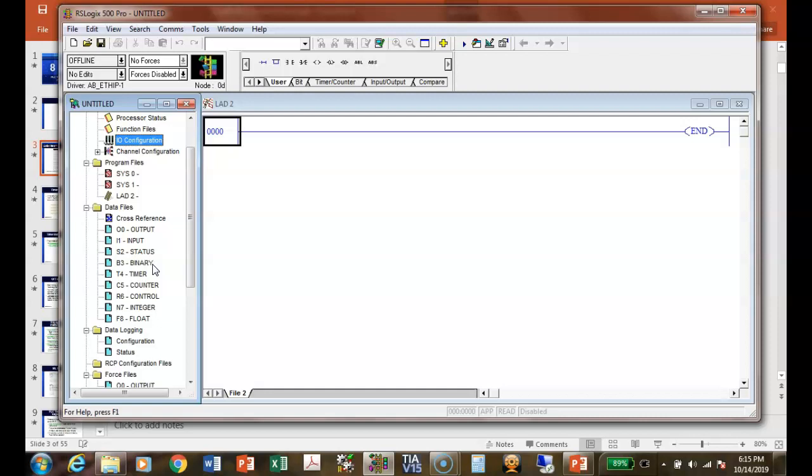It's a whole number, but it's a signed whole number. So it can be negative or it can be positive, but it has no fractional component. There's no fraction in an integer.